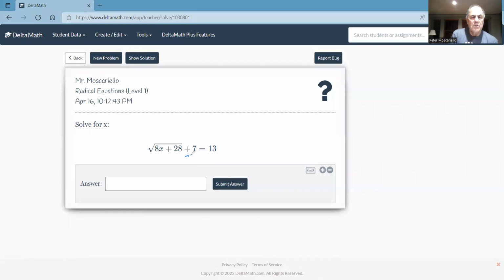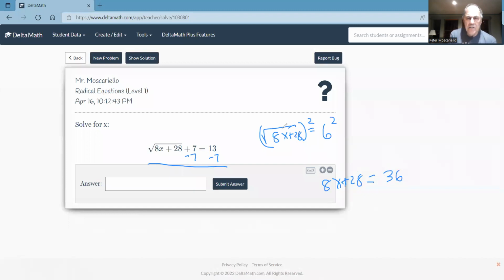So I would subtract 7 from each side. This equals 6. Get the square root by itself, so square each side. 6 squared, of course, is 36. And you get 8x plus 28. Well, how'd you do that? Didn't I have to multiply 8 and 28? No. You got 8x plus 28. You square rooted it, you squared it, you get what's inside. Subtract 28. 8x equals 8. Divide by 8. I'm going with x equals 1.